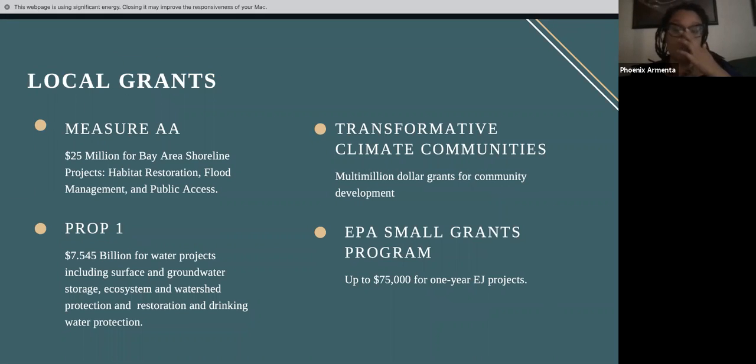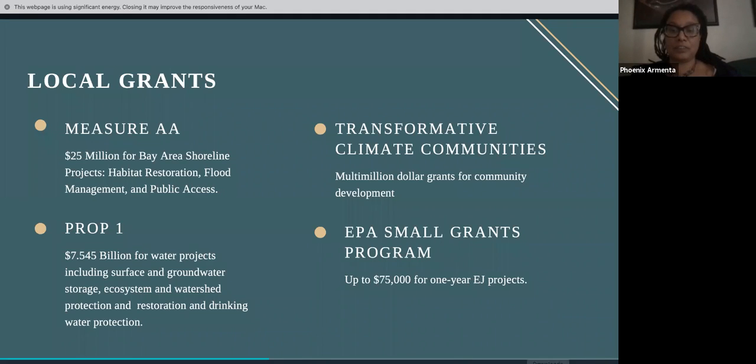So some local grant making agencies that I wanted to just tell you about are, the first is Measure AA, which is the grant that we are under for the Shoreline Leadership Academy. So this was a bond measure that allowed $25 million per year for Bay Area shoreline projects and habitat restoration, flood management, and public access. So they give very large grants away to folks who are doing these kind of projects along the shoreline.